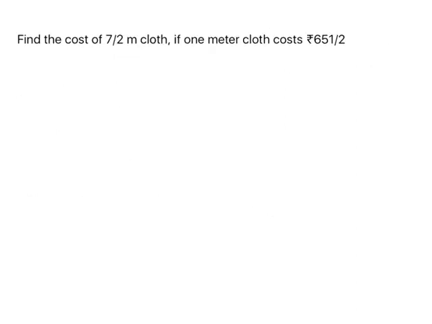Next we have a word problem based on that. In this first question, we have to find the cost of 7 by 2 meter cloth if the cost of 1 meter is given as rupees 651 by 2. So first of all we will see what is given in the question. We have the cost of 1 meter cloth, and they have given it as rupees 651 by 2.